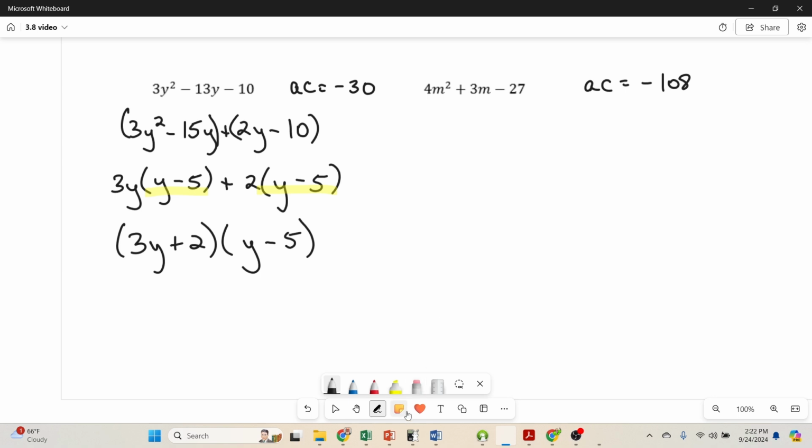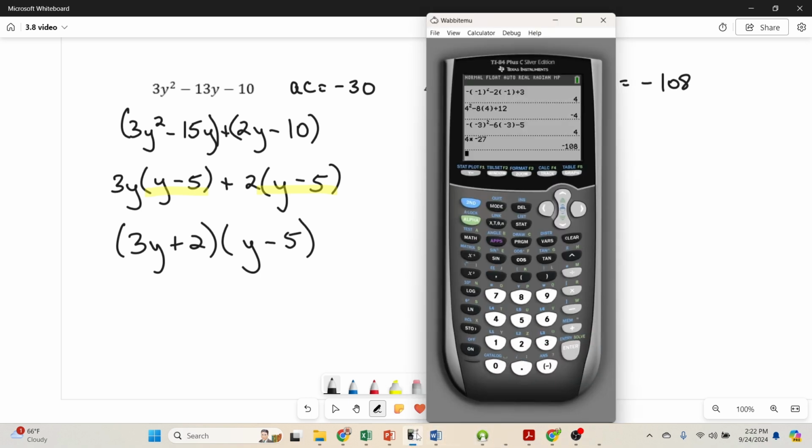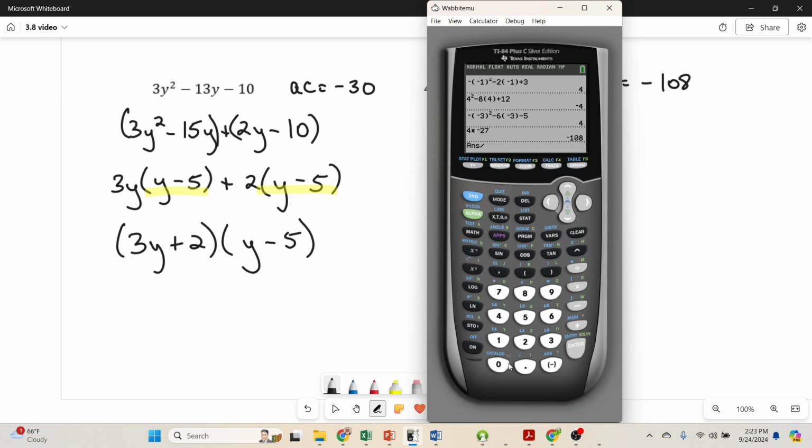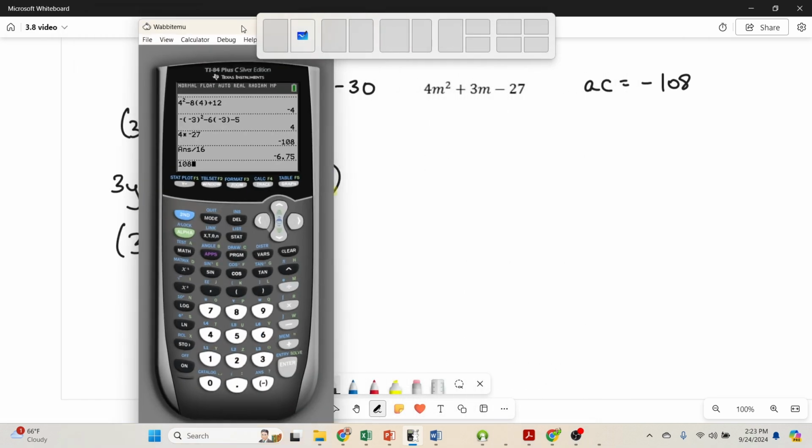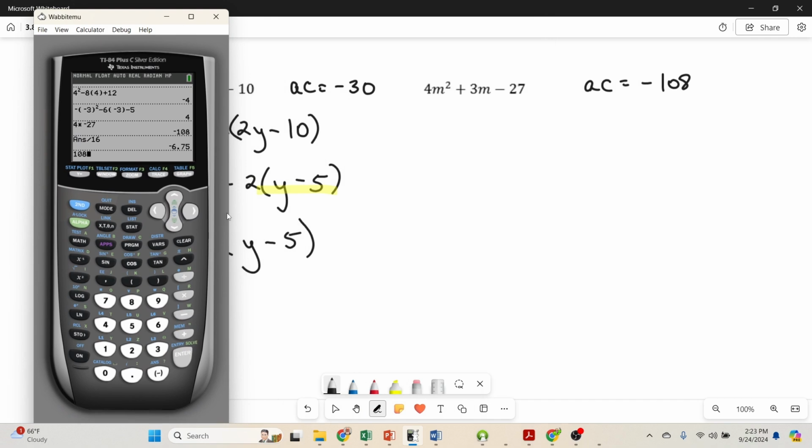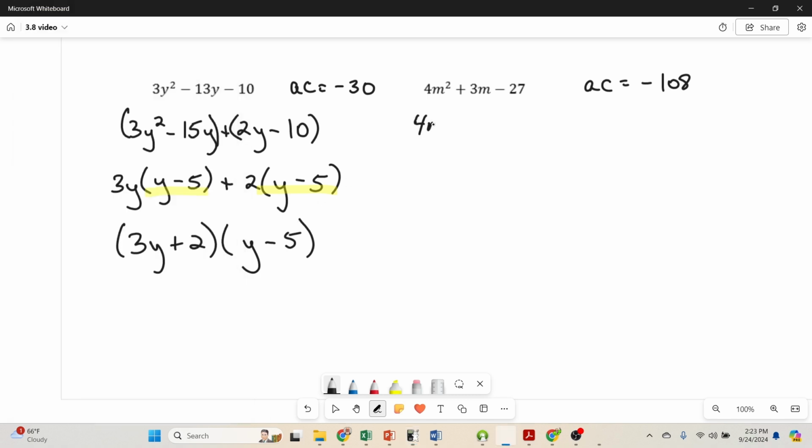So what if we went with 16, right? So this is one of those things that it's handy to have a calculator. So we're going to divide that by 16. Let's see what do we get with that. Nope, 16 doesn't work. So 108, like we said, 27 doesn't work. 4 doesn't. 4 and 27, that's too far apart. What about 12? 108 divided by 12. What does that come out to? Ooh, 9. Oh, those are 3 apart, 12 and 9. So I'm going to say 4m squared plus 12m minus 9m minus 27.